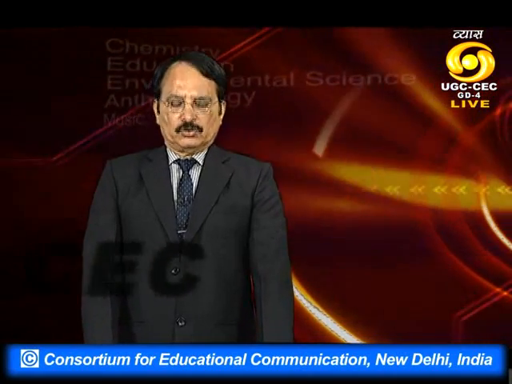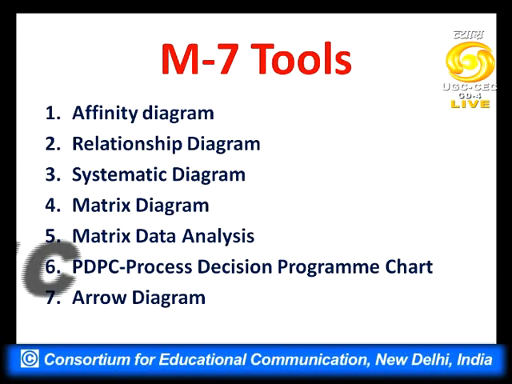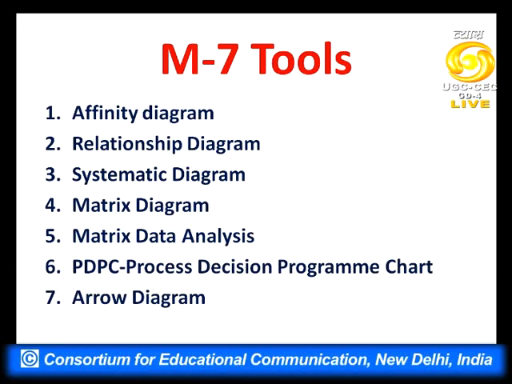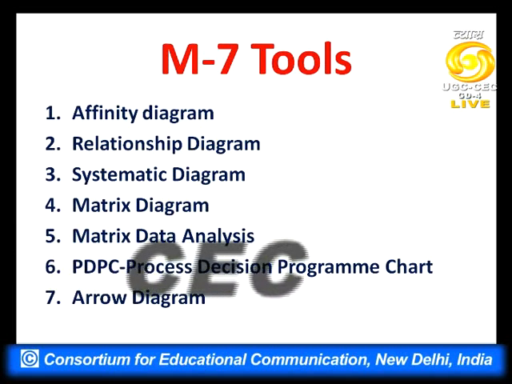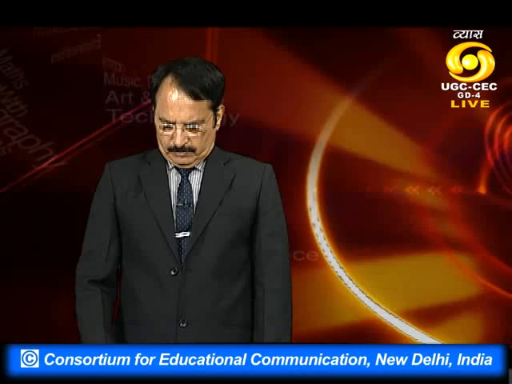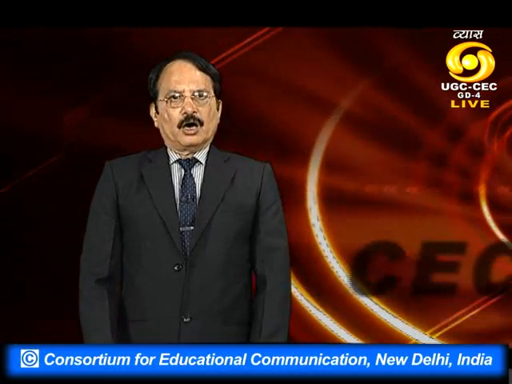Similar to quality control tools, M7 tools are also available. These are called management 7 tools or 7 management tools. And these are affinity diagram, relationship diagram, systematic diagram, matrix diagram, matrix data analysis, PDPC, process decision program chart and arrow diagram. And these are called management tools.